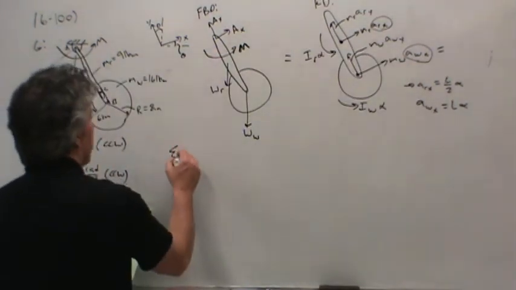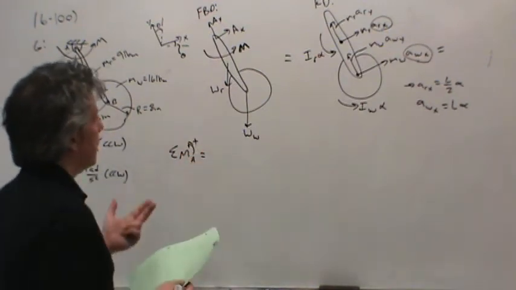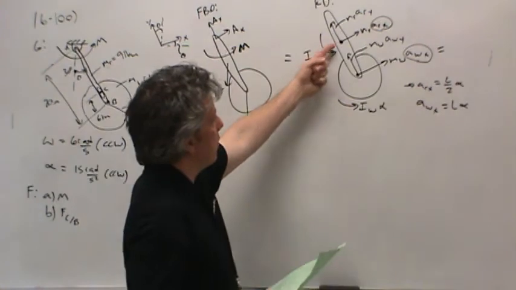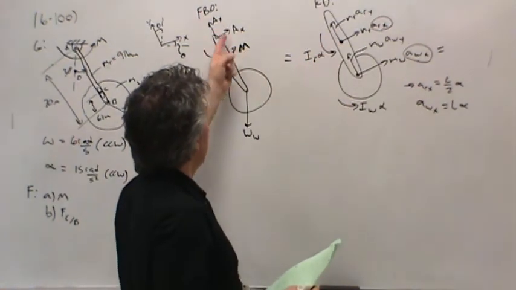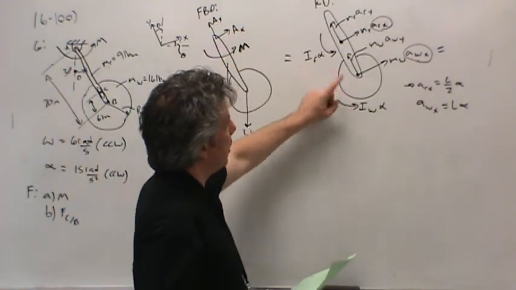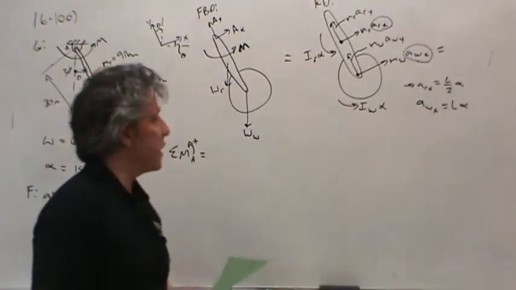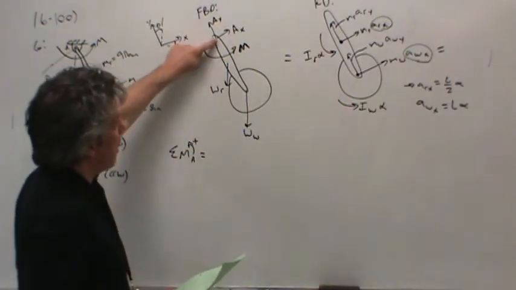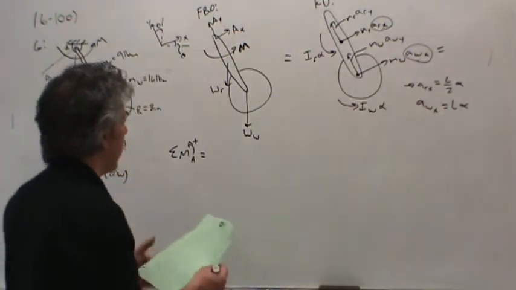So now let's sum moments about point A. Well, why would I choose point A? Point A is not the center of mass. If I were to choose to sum moments about the center of mass of the rod, well, I'd have AX in the moment equation. I'd have a dynamic force. There's no way I can get rid of all the dynamic forces, so I may as well sum moments about point A and just include the dynamic forces on the right-hand side of the equation.